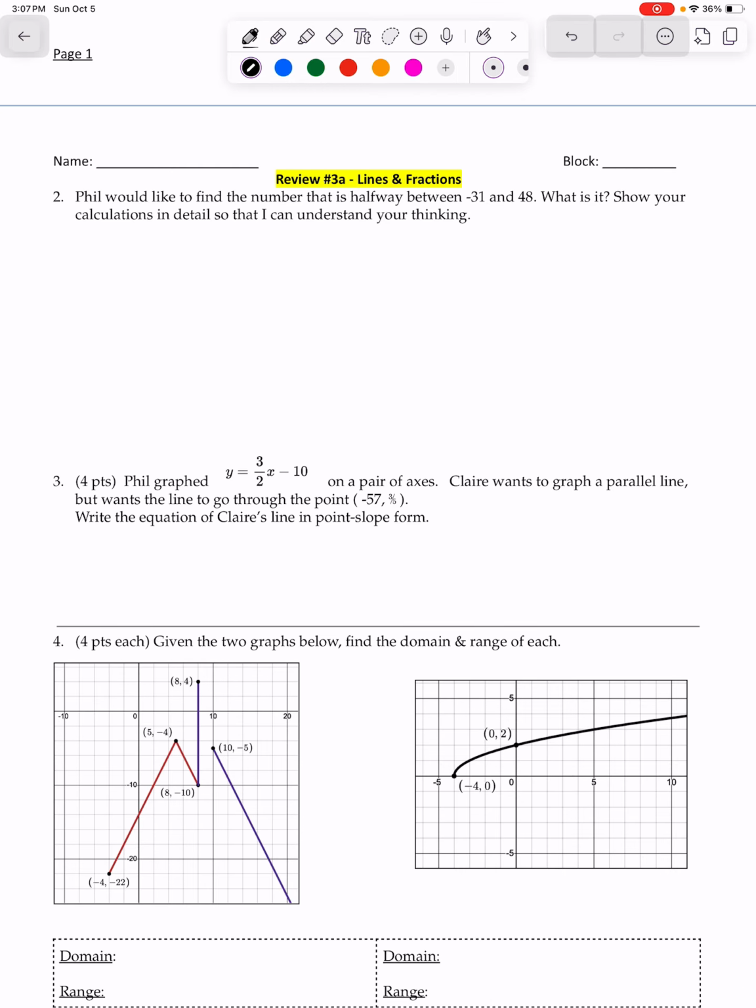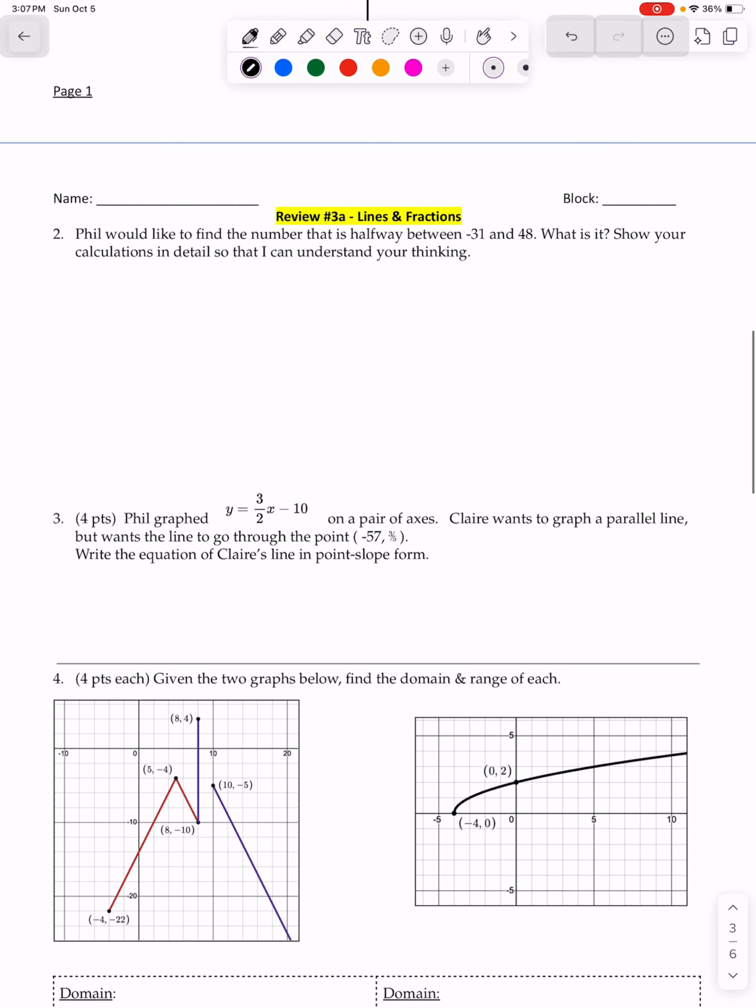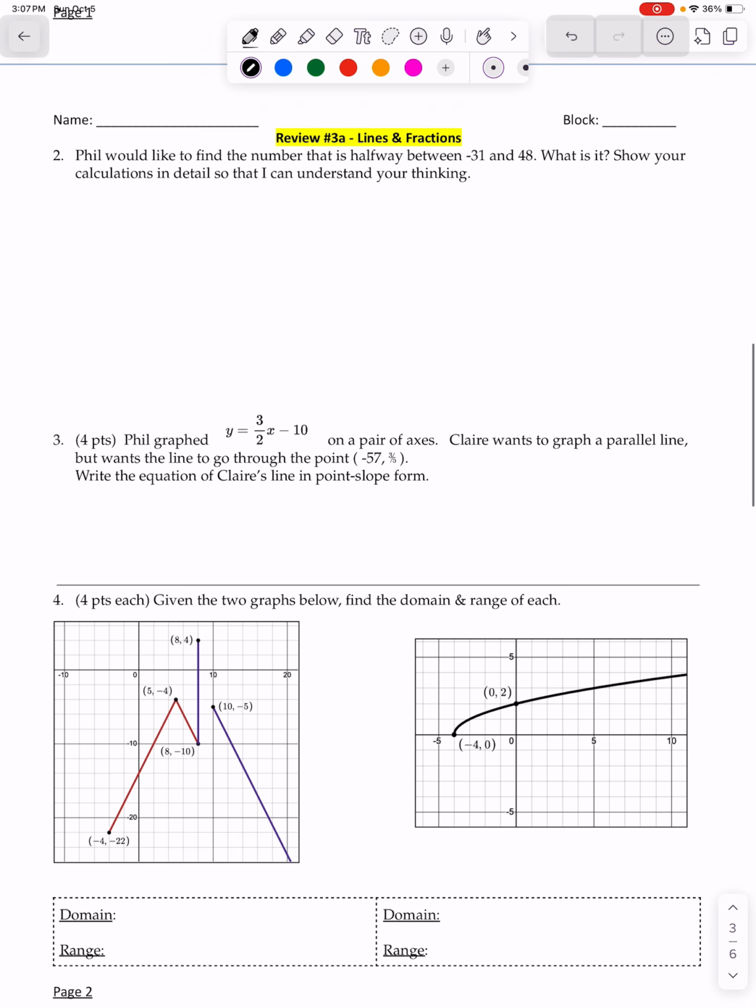Phil would like to find a number that is halfway between negative 31 and 48, and I left you all kinds of room here that you didn't need. Halfway between two numbers is the average. So negative 31 plus 48 divided by 2, which is 17 over 2. Done.